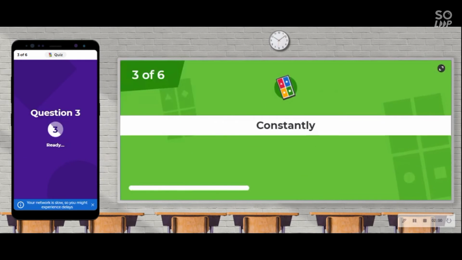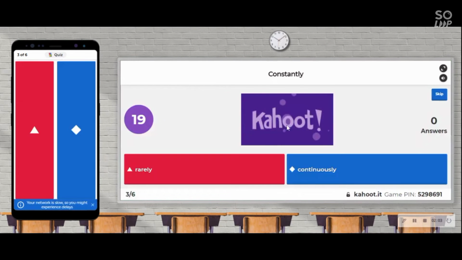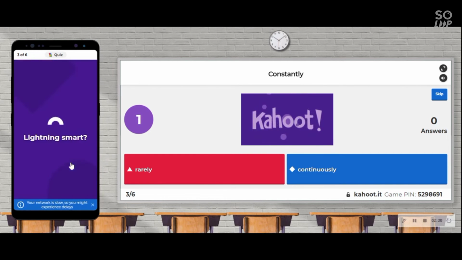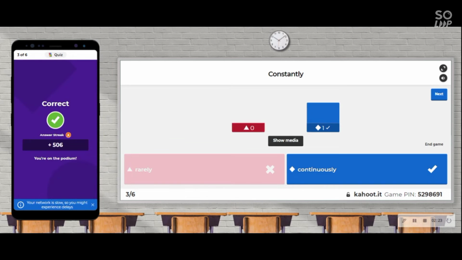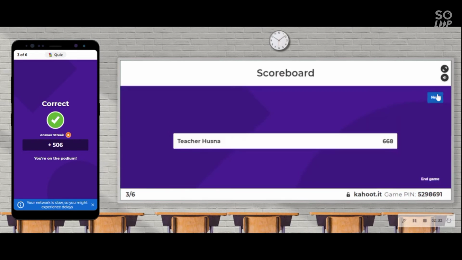Next one. Constantly. What is the correct meaning for constantly? Is it rarely or is it continuously? If it is rarely, it means rarely. If it is continuously, it means continuously. Constantly is continuously. So this is the correct answer, so you get the point. And maybe you can explain a little bit to your students why that is the meaning, and then ask the students to give a simple sentence to help you understand it more.